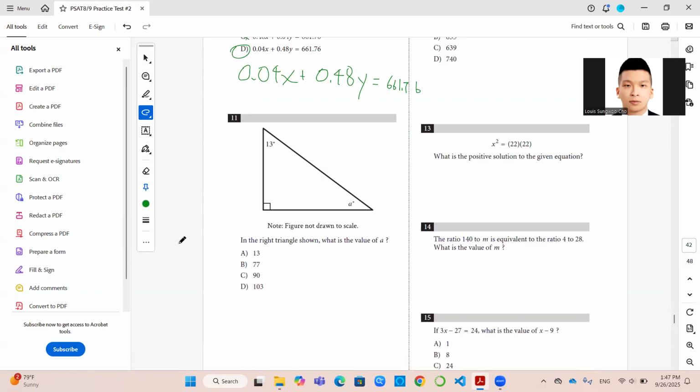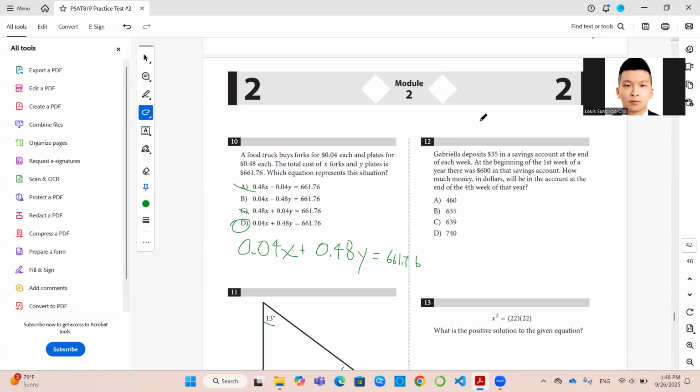In the right triangle shown, what's the value of A? So these two have to add up to 90. So 13 plus A is equal to 90. A is equal to 77. So B is the correct answer.